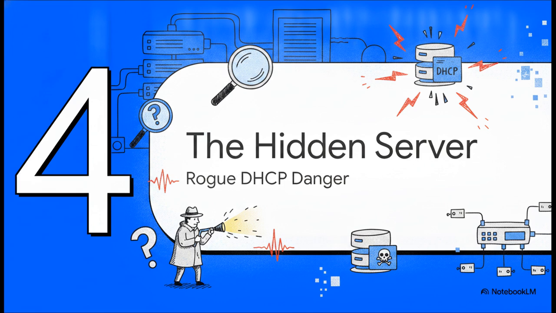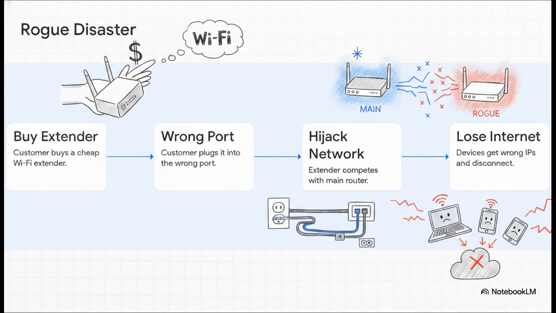Section 4. The danger of the hidden server. Enter the climax of our detective story, the arrival of the disruptive intruder known as the rogue DHCP. Out in the field, professionals call this the rogue DHCP, and let me tell you, it is the single biggest cause of those absolutely mind-bending network outages. Here's exactly how this escalating disaster happens, step by step.